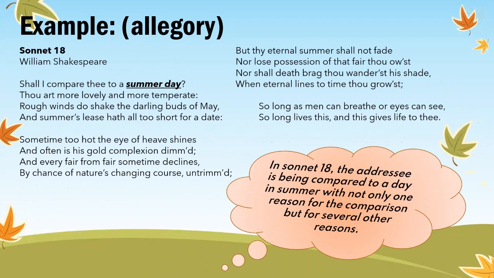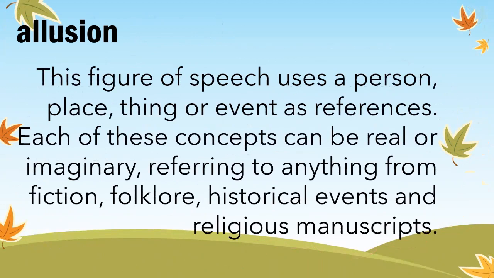Second figure of speech is allusion. When we say allusion, you as a writer use a person, place, thing, or event as a reference. It can be real or imaginary. It can be a reference to a previously written fiction, a folklore or mythology, historical events, or biblical concepts. You're using those as a reference.